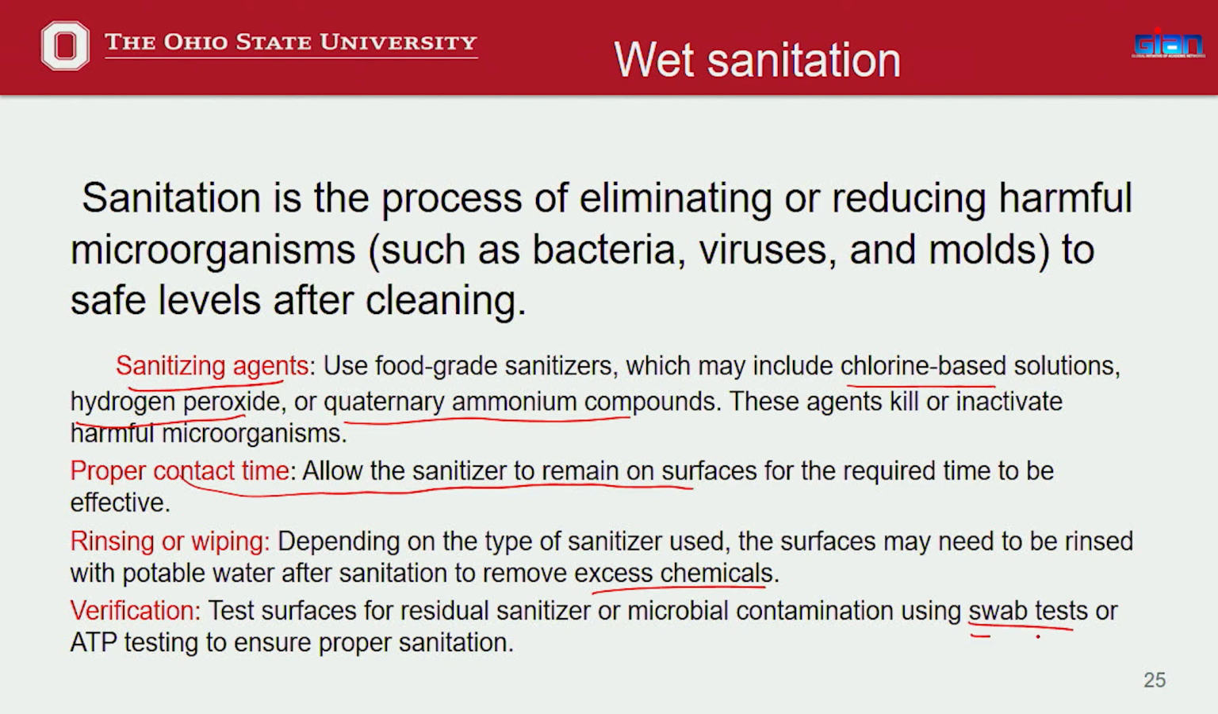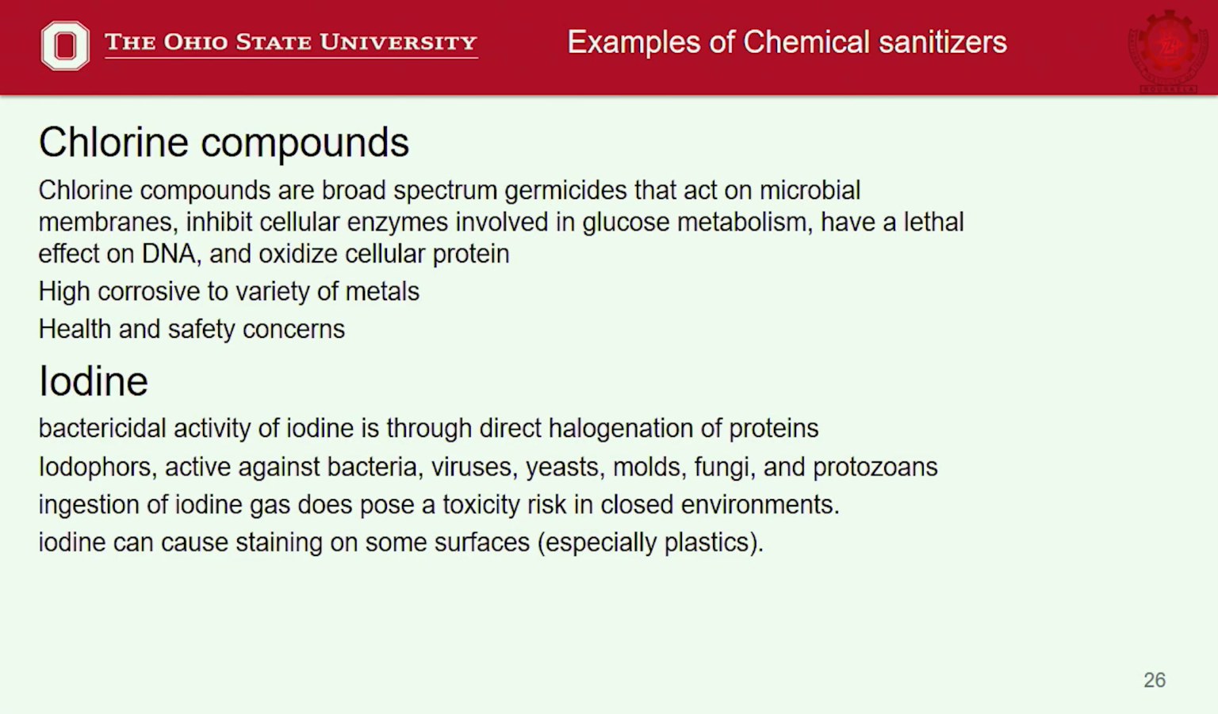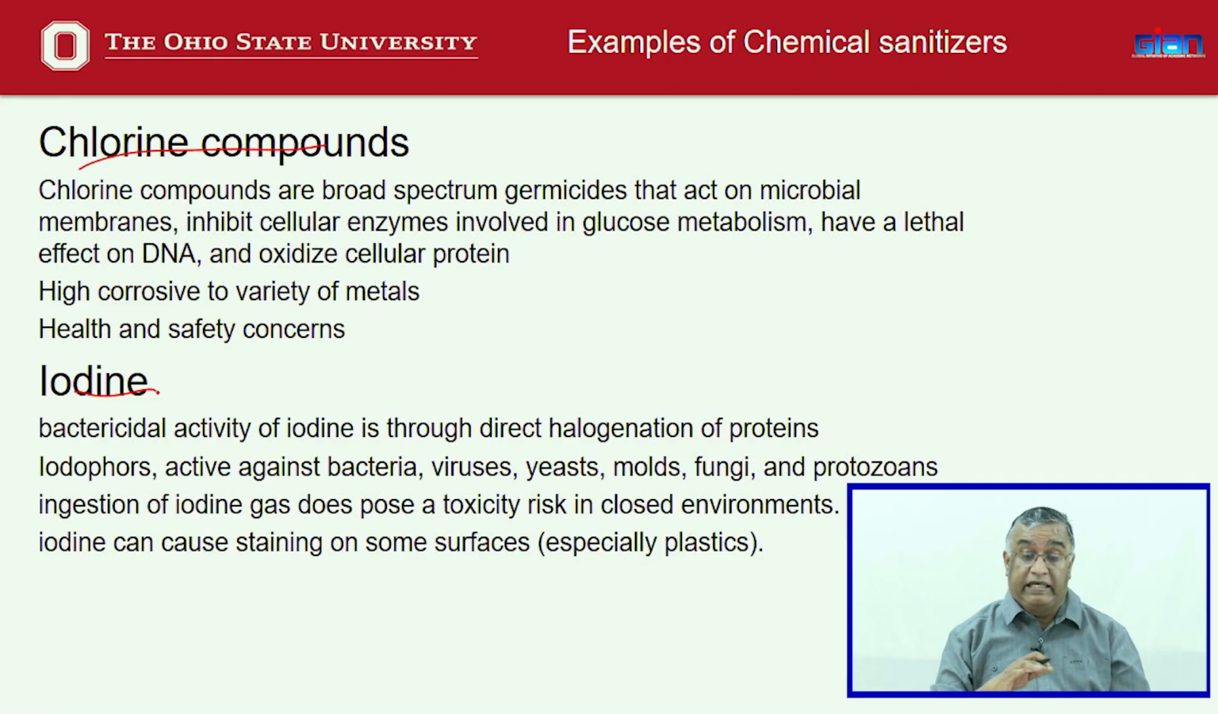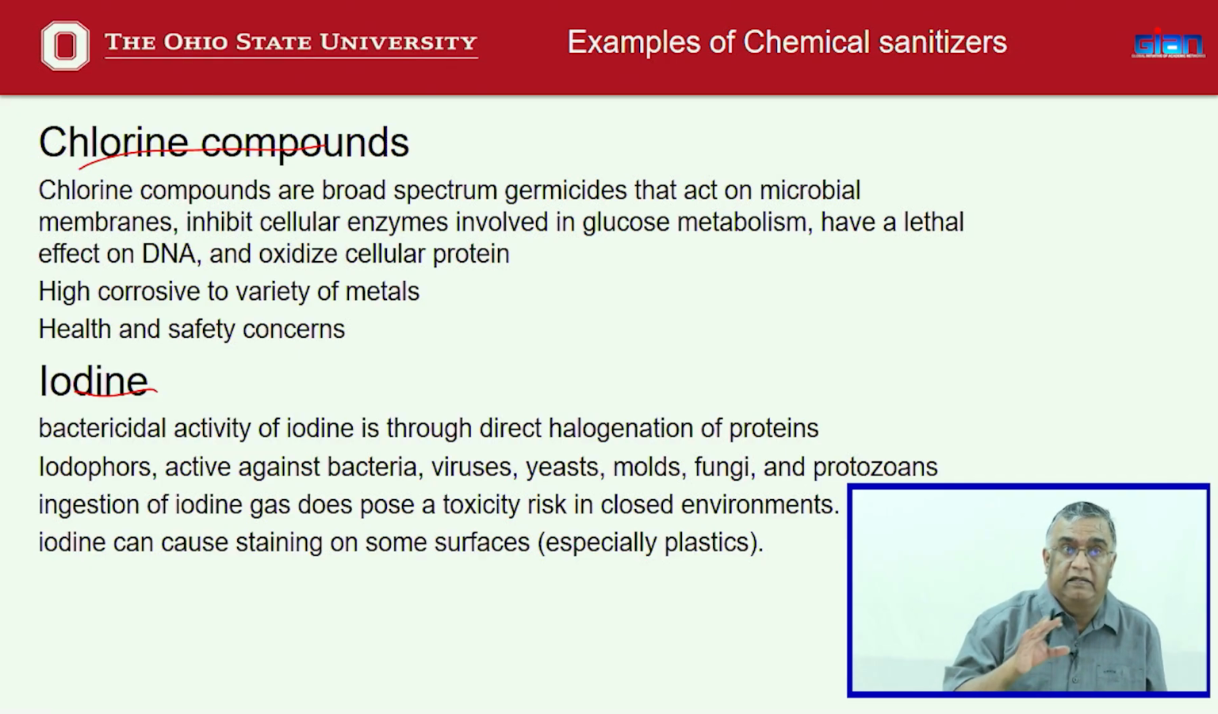Then you also do some type of swab test, or you can use some type of ATP test, because there may still be microorganisms. The ATP test basically tells you whether there are any detectable microorganisms on the surface after it has been sanitized. So, what are examples of chemical sanitizers? Chlorine, iodine, and I think each has certain benefits, but at the same time certain risks.